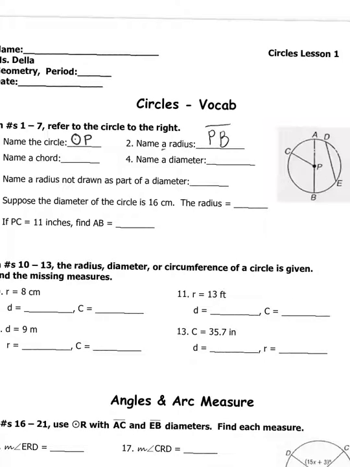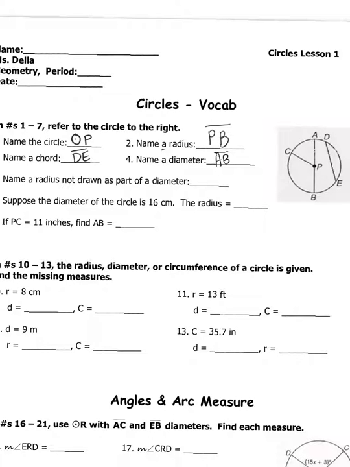Name a chord. There are 2 different chords in this picture shown. There's either the chord from A to B, which is also the diameter, or there's a chord from D to E. Either one will work because they're both chords. Make sure you have a line segment symbol on top. The diameter, there's only one shown, and that's from A to B. Again, line segment on the top.